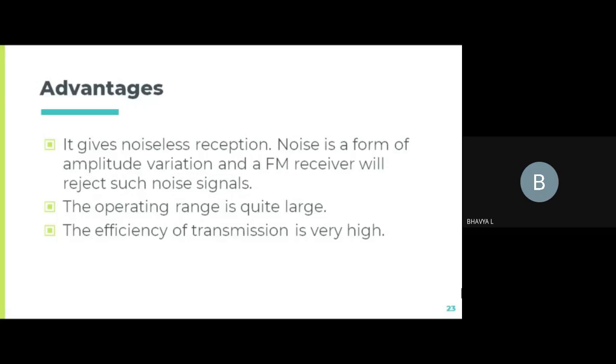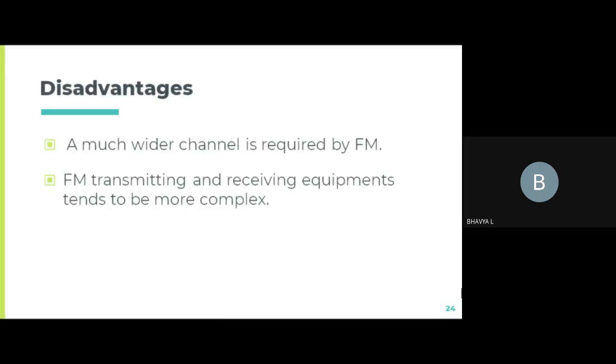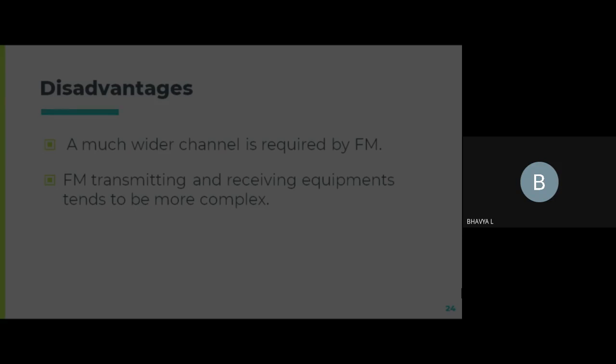Advantages. It gives noiseless reception. Noise is a form of amplitude variation and an FM receiver will reject such noise signals. The operating range is quite large. The efficiency of transmission is very high. Disadvantages. A much wider channel is required by FM. FM transmitting and receiving equipment tends to be more complex.